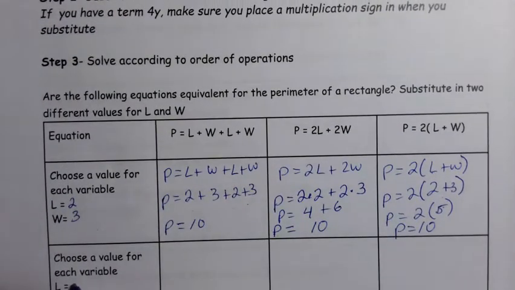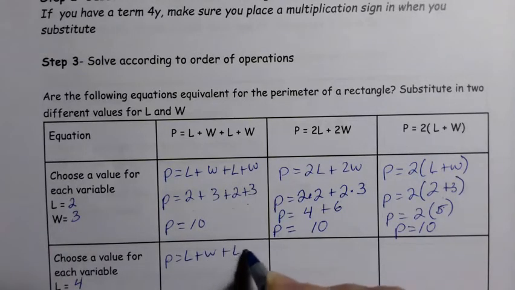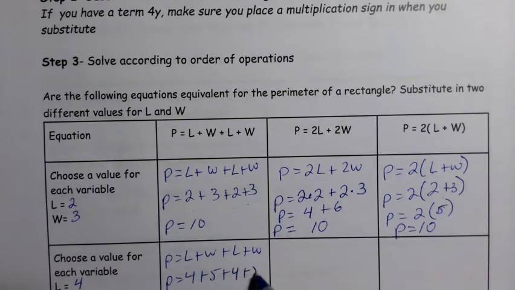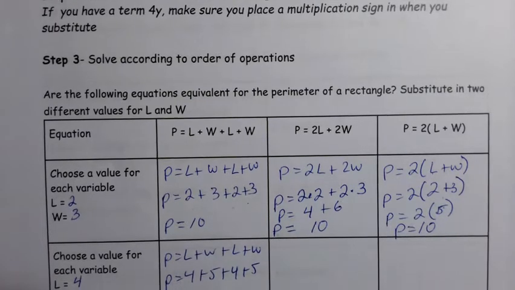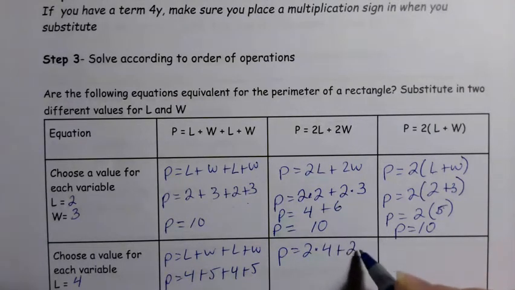So let's use L now as 4 and maybe W as 5. We're going to go through the same steps again. Rewrite my equation. Substitute my values. Okay, now I have 9 plus 9, which is 18. Now remember, these have to equal each other, not these, because our numbers that we're substituting are different. So 2 times 4 plus 2 times 5 equals 8 plus 10, which equals 18. Okay, so again, we have it checked off that these two happen to be equal to each other.